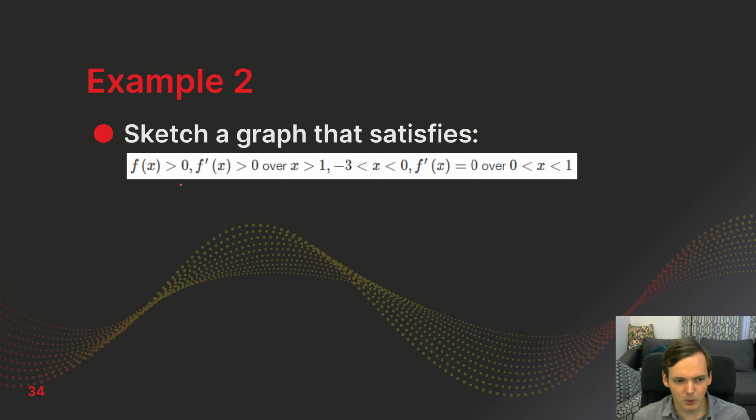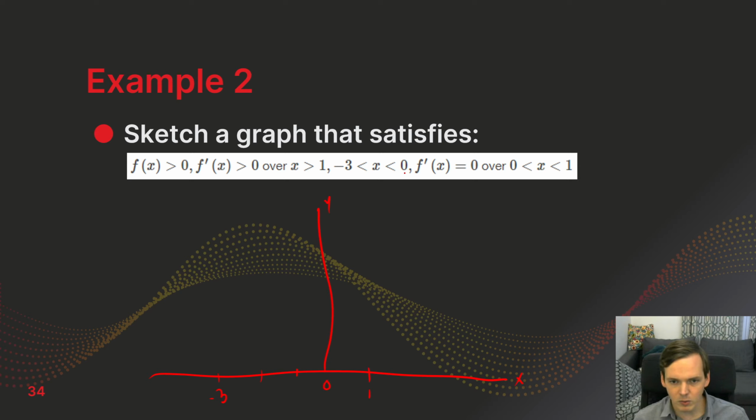As a second example, we're going to sketch this graph where the function f of x is greater than 0. The derivative is greater than 0 for all points from -3 to 0, and f prime of x is greater than 0 for x greater than 1, so we need to label on 1 here. And that f prime of x equals 0 over the interval from 0 to 1.